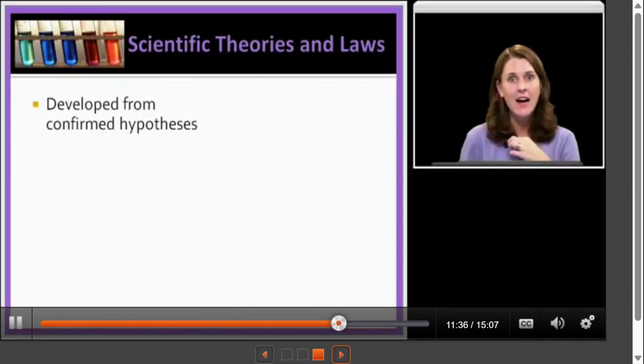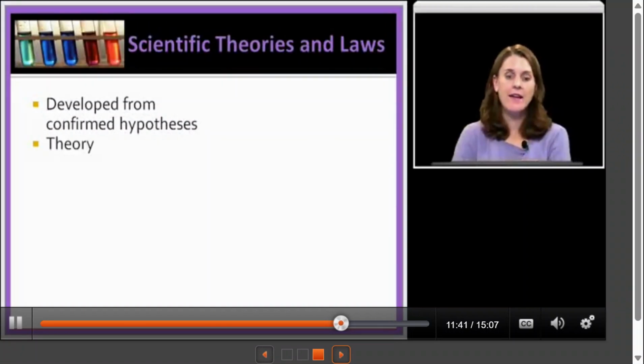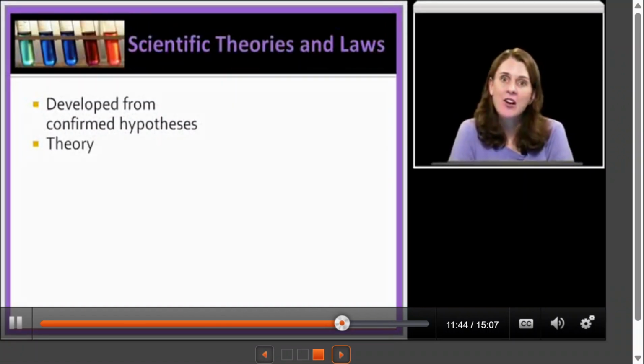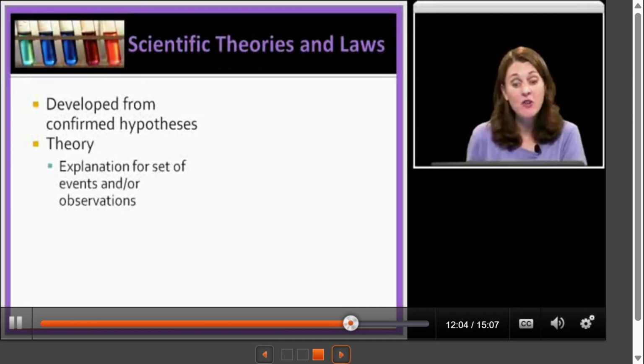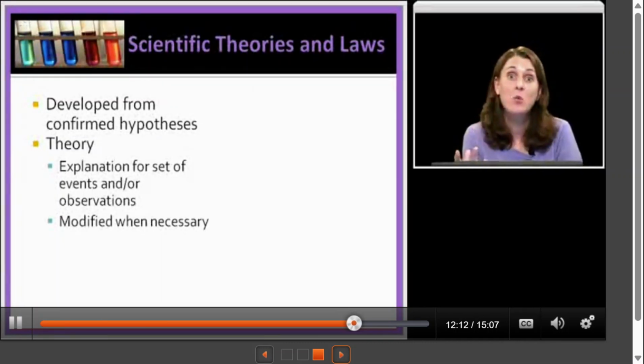All right, finally, our last piece here for scientific inquiry: theories and laws. Remember, at the end of our experiment, we have our conclusion. Now, if we confirmed our hypothesis, so we proved it to be correct, eventually, after many experiments, usually with revisions along the way, but after many experiments and many confirmations, you can get what's called a scientific theory. That's an explanation for a set of events or observations. An example would be the theory of evolution. It can be modified when necessary.